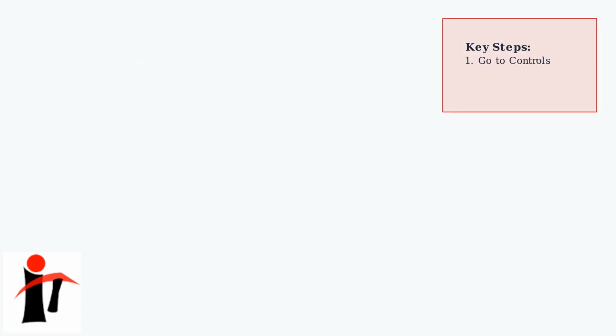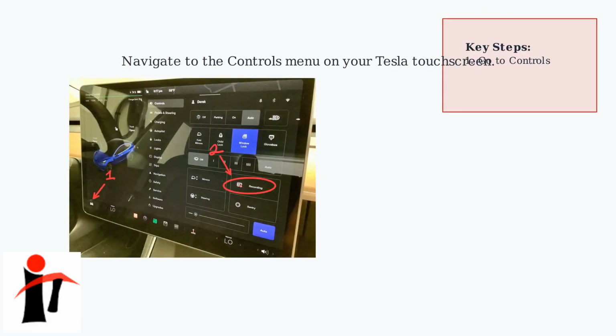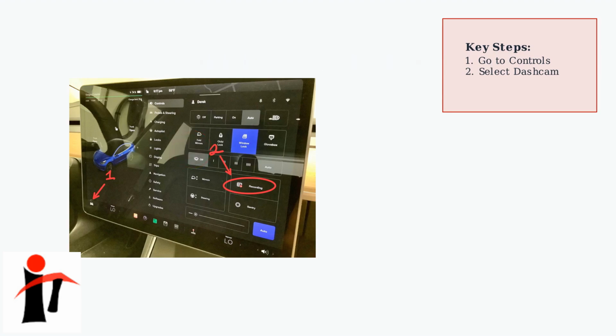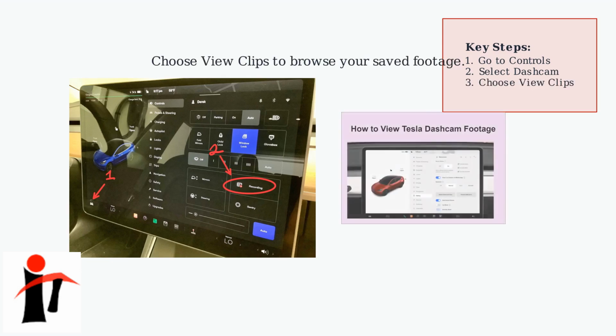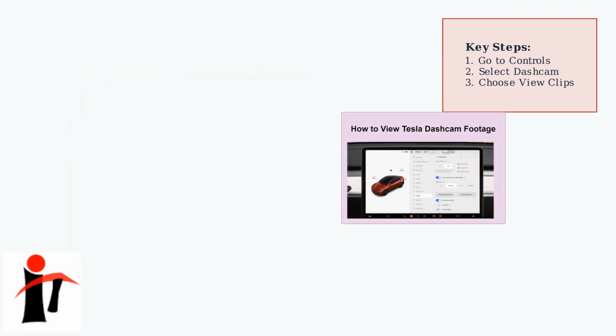To review saved footage directly on your Tesla touchscreen, start by navigating to the Controls menu. This is the main hub for adjusting your vehicle's settings. From the Controls menu, select the Dashcam option. This will open the Dashcam settings, where you can manage recording and viewing options. Then, choose View Clips from the Dashcam menu. This will display a list of your recorded videos saved on the USB drive.